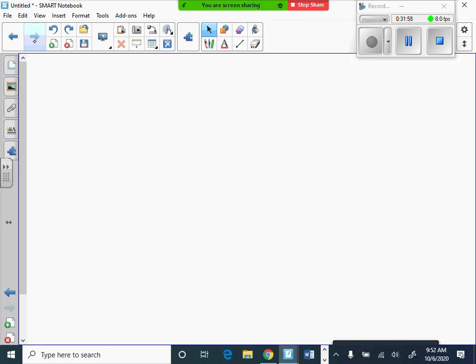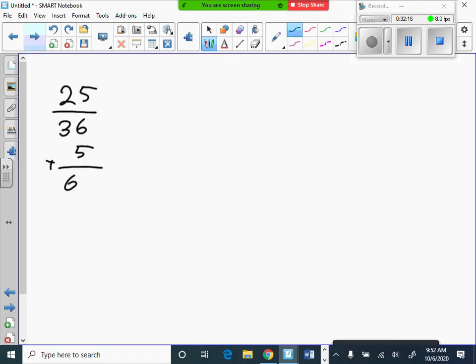I want to do H with you so you can do I alone. It says to use prime factorization to help you add or subtract these problems. So 25 over 36 plus 5 over 60. So the real question comes, what is my common denominator? So we factor 36 and we factor 60.